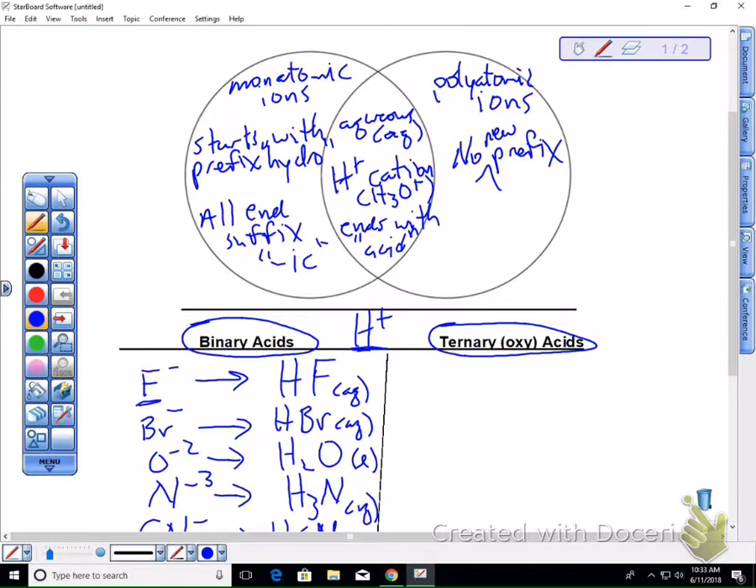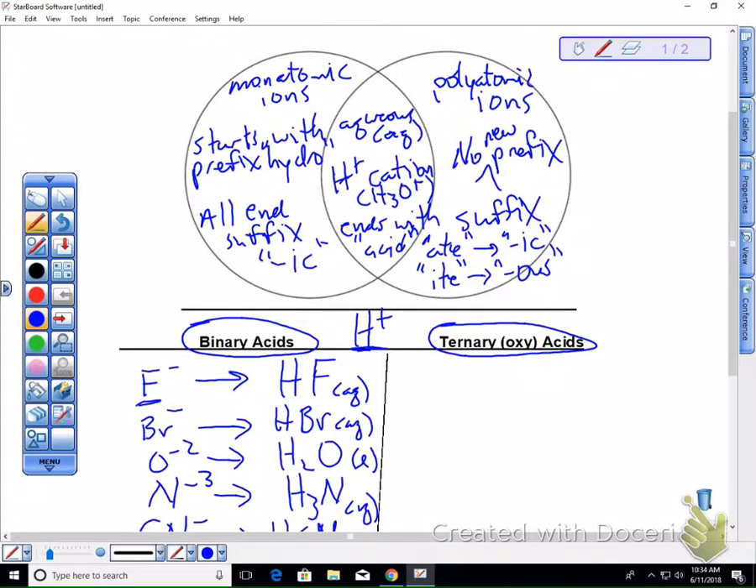And the really unique thing about the oxyacids is that the suffix has some variety. If the polyatomic ion ends in -ate, like sulfate, nitrate, you're going to replace that and use -ic, the same -ic that we use for binary. If, however, the polyatomic ends in -ite, such as sulfite, nitrite, chlorite, we're going to replace it with the suffix -ous, such as nitrous acid or sulfurous acid.